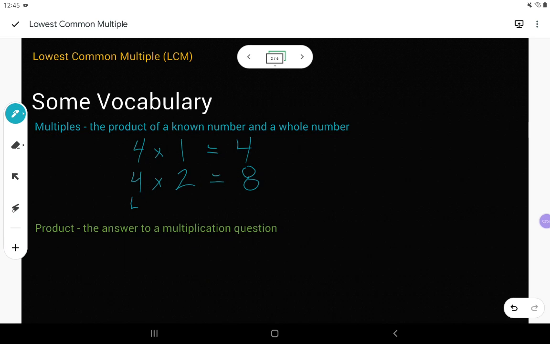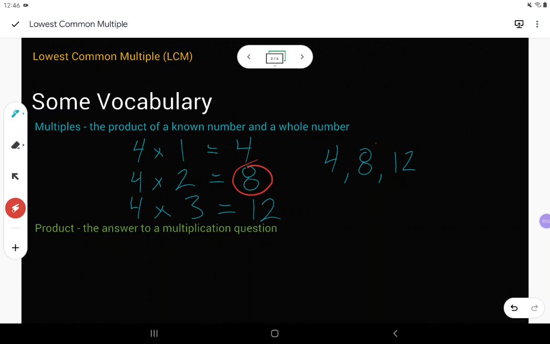And I could keep going. If I stick with that known number of 4 and I keep multiplying by all my numbers in order, I get my next multiple, which is 12. So 12 is also a multiple of 4. Really, another way that I'm doing this is just skip counting by 4s. My first multiple of 4 is 4. My second multiple of 4 is 8. My third multiple of 4 is 12. And if I keep counting by 4s, the next one I would get is 16, and then 20, and then 24. And it could keep going on and on.